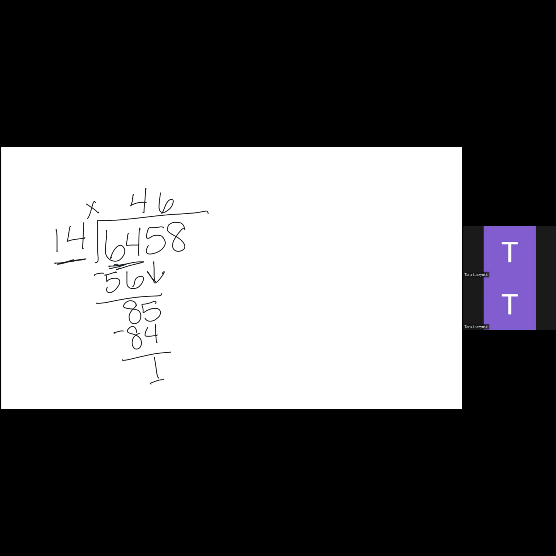I have another number to bring down. I bring down my 8. 14 goes into 18 one time. When I multiply that, I'm left with 14. 18 take away 14 is 4. That is my remainder. It's smaller than what I divided by, so I'm on the right track. My answer for this one is 461 with a remainder of 4.